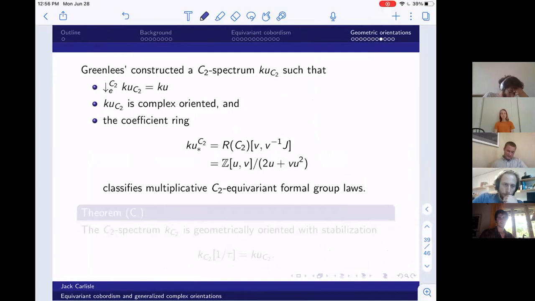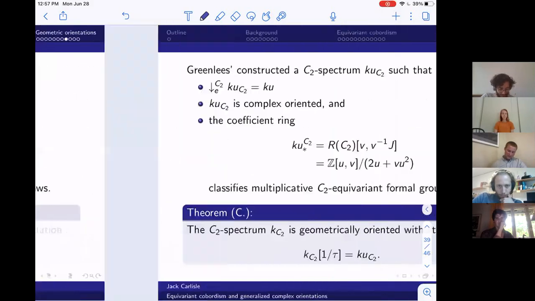Now, on the other hand, there's a whole sort of sect of the literature which is dedicated to this other version of connective equivariant K theory. So this was constructed by Greenlees, and it's a C2 spectrum, which is KUC2. It's not the connected cover of K theory. However, it does satisfy the sort of desired formal properties. It's non-equivariantly connective K theory. It's complex oriented, and its coefficient ring turns out to classify multiplicative C2 equivariant formal group laws. Now, I haven't said anything about what those are, but these are sort of the formal properties that you'd want of an equivariant connective K theory spectrum.